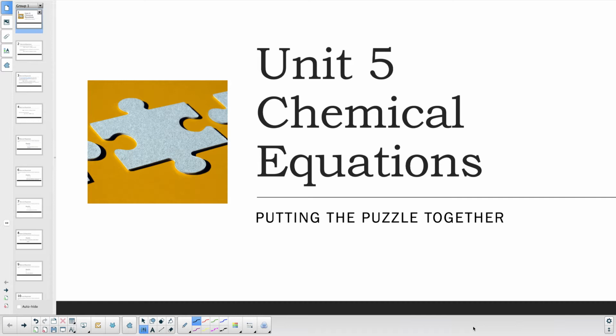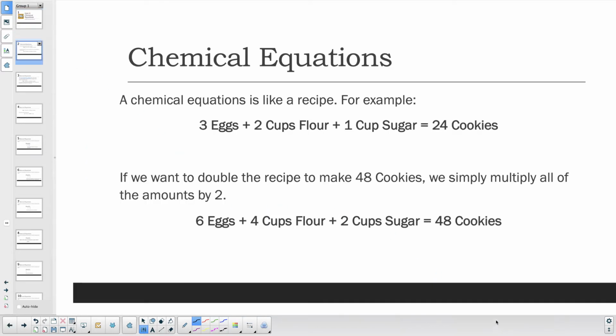With chemical formulas, we learned that the symbols represent the elements and that the numbers can either be coefficients or subscripts, and what those things mean. And then we put that all together to determine how many atoms, elements, and molecules make up a particular compound. Now we're at the point where we're going to learn about chemical equations. And chemical equations are kind of like a recipe.